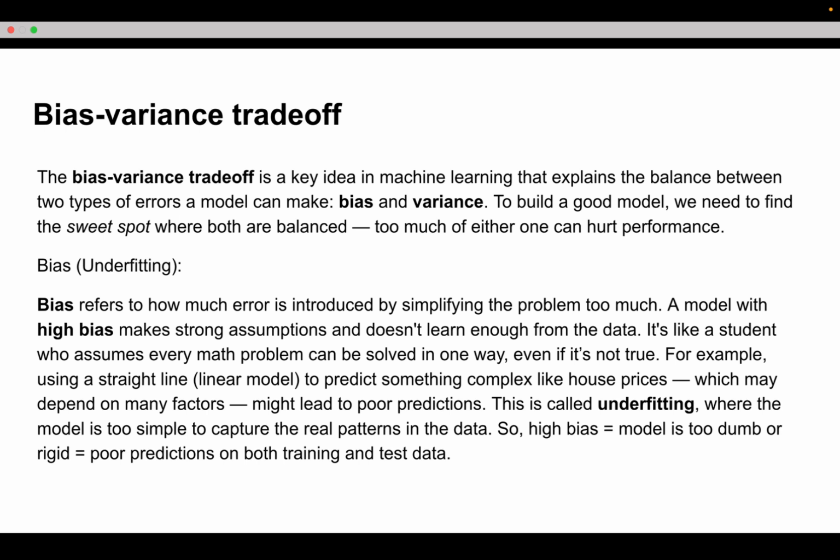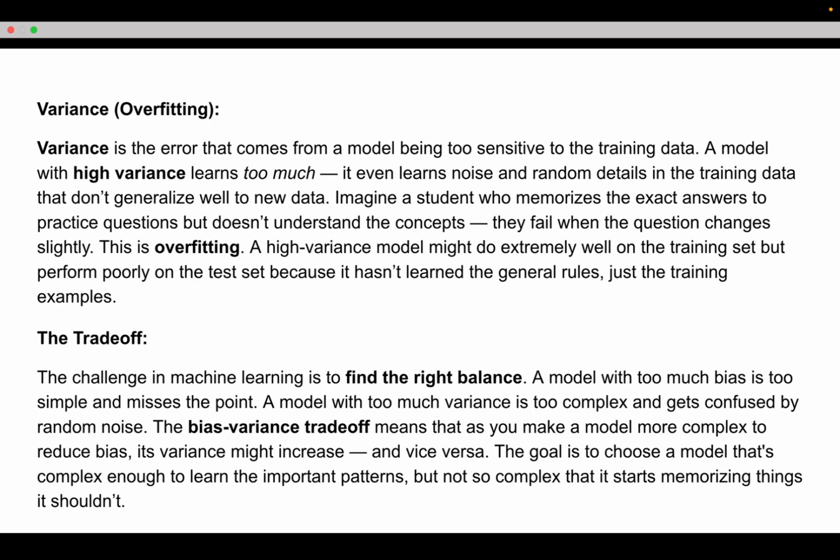For example, using a straight line, the linear model, to predict something complex like house prices, which may depend on many factors, might lead to poor predictions. So this is underfitting, where the model is too simple to capture the real patterns in the data. So high bias equals a model that is too dumb or rigid, which equals poor predictions on both training and test data.